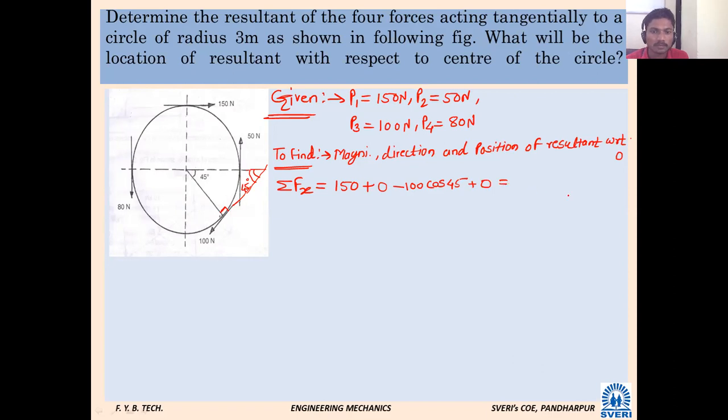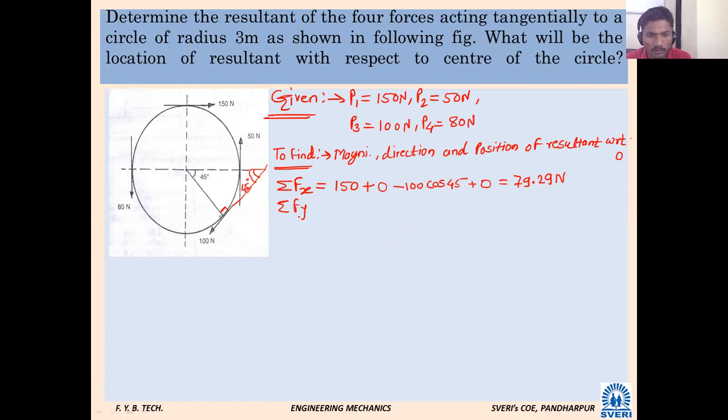Tell me this summation: 150 plus 0 minus 100 cos 45 plus 0. 79.29 Newton. More precisely 79.29. Okay, correct. 79.28 is also okay, don't worry.